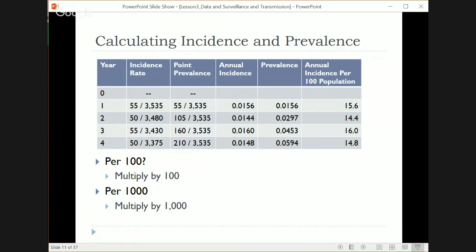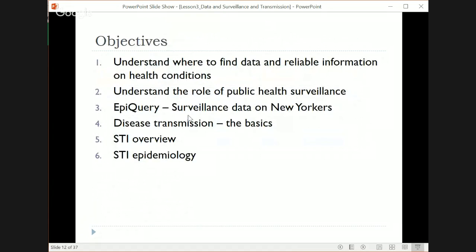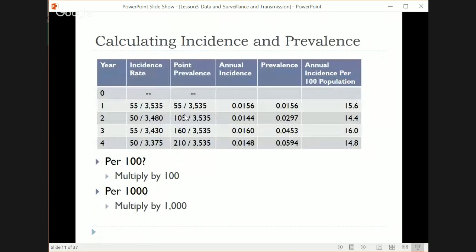And as I'm looking at this, I see that I actually wrote up here in this column, annual incidence per 100 population. This should be per 1,000 population. And why do we know that? If you take 0.0156, move the decimal over 3 places, you'd get 15.6. So this is per 1,000 population. 14.4 also, these are all per 1,000 population. In fact, let me just change that on the slide for you right now.